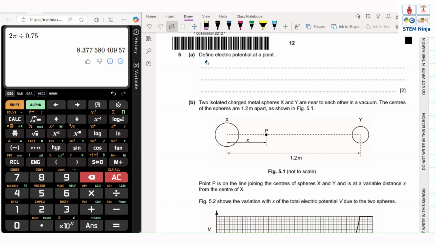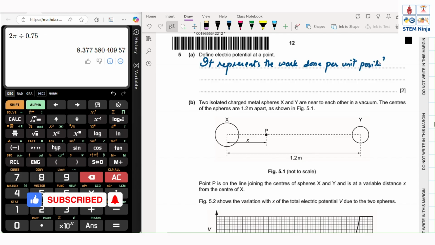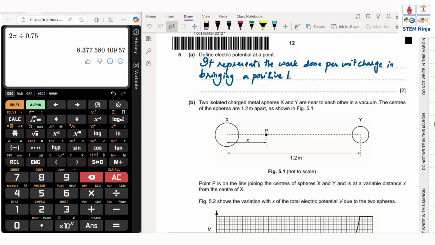It represents the work done per unit charge in bringing a positive test charge from infinity to that point. Okay, so it represents the work done per unit charge in bringing a positive test charge from infinity to that point.